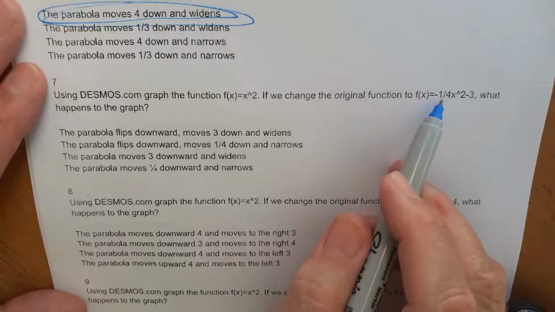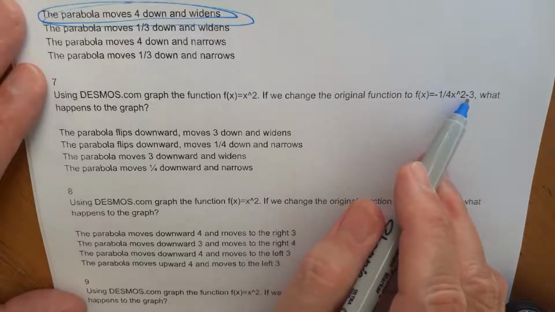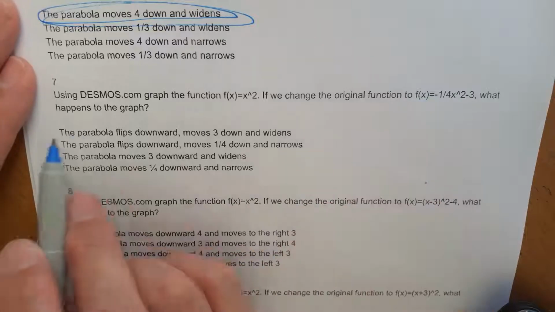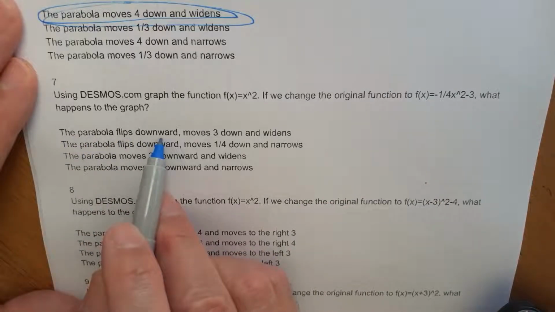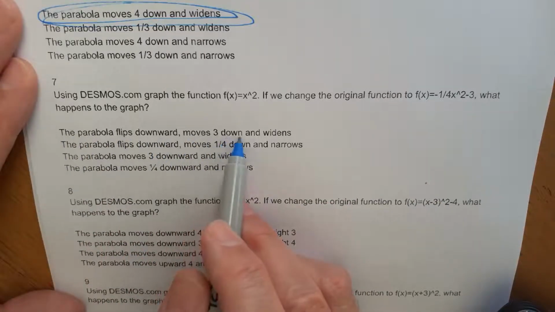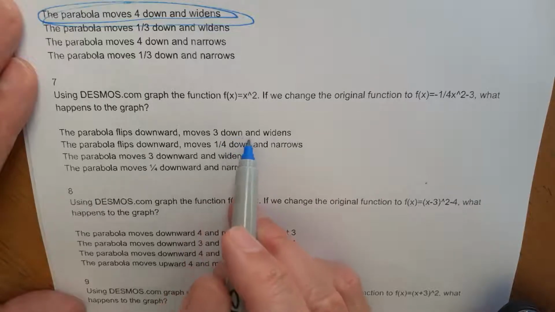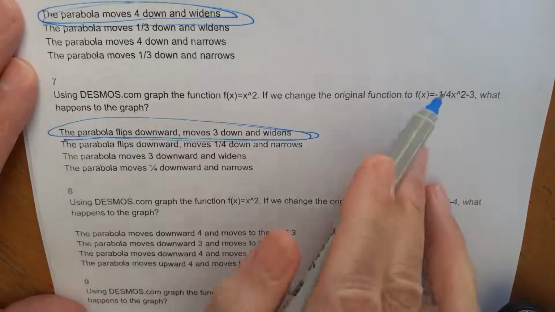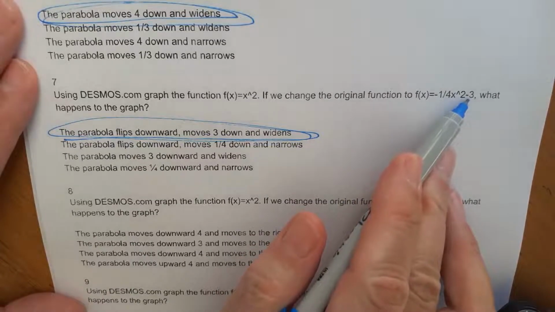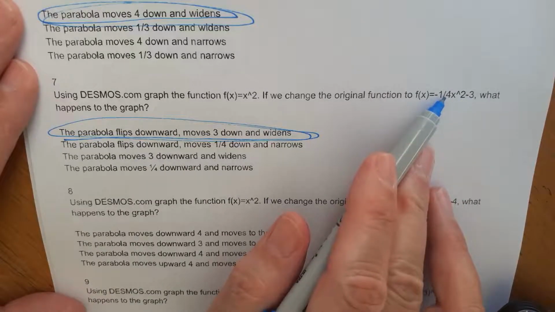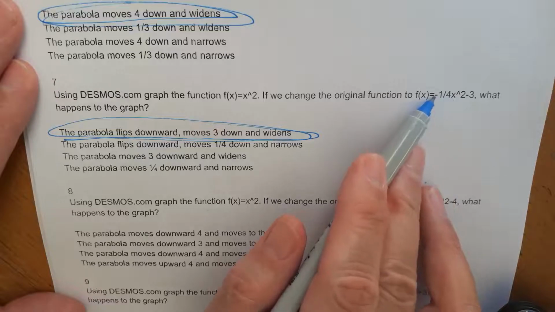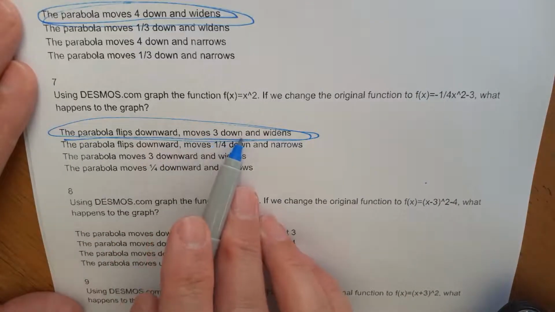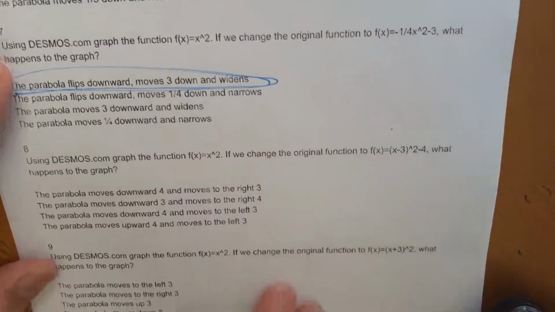Now they're going to pair this up. We're widening it, moving it down by 3, and we're turning it upside down with the negative. So the parabola flips downward, moves down 3, and widens. Look at how much we know about a parabola now. Just by going one step at a time, we know it moves it down 3, widens it by the 1/4 being multiplied, and the negative flips it upside down. So the parabola flips downward, moves down 3, and widens.